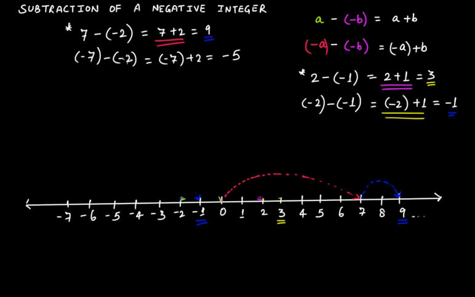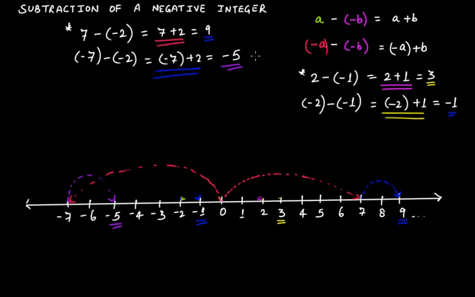Minus 7 minus minus 2, it is nothing else but minus 7 plus 2. So focus on this one. It's minus 7. So minus 7 means 7 steps towards the left direction. So 1, 2, 3, 4, 5, 6 and 7, you'll arrive here. So this is minus 7, and to this minus 7 you are adding actually a positive integer. Therefore you will move 2 steps towards the right. So 1 step and 2 step. So you will be at minus 5, and this is the answer.